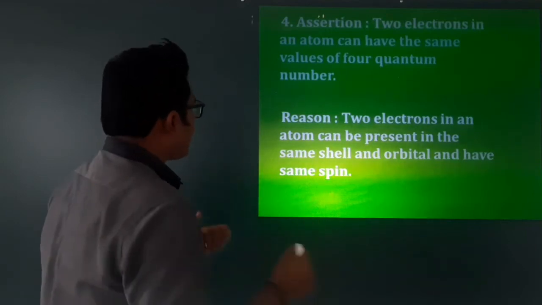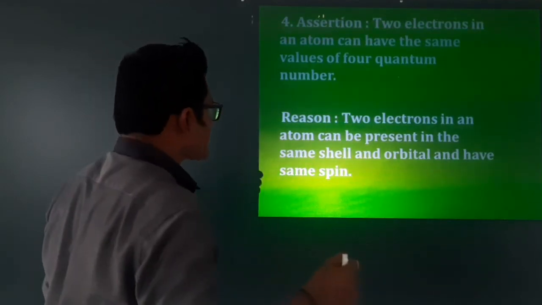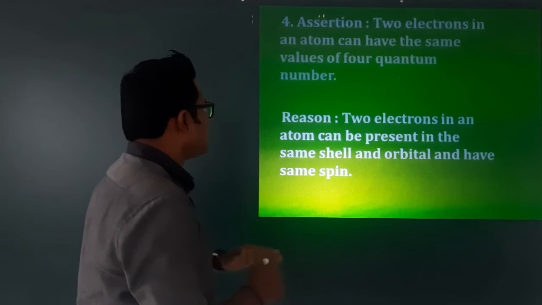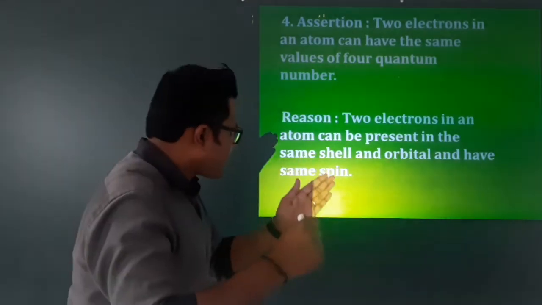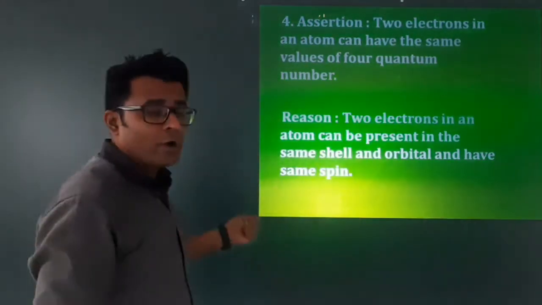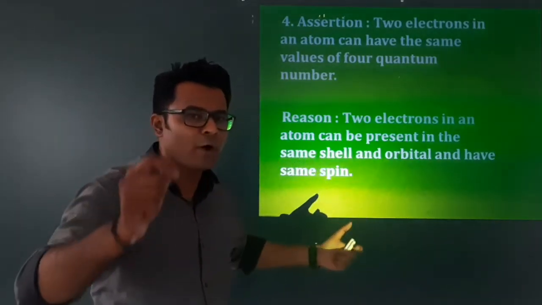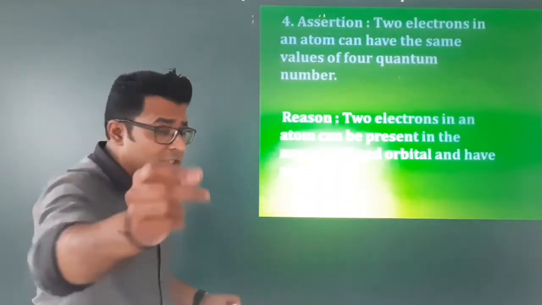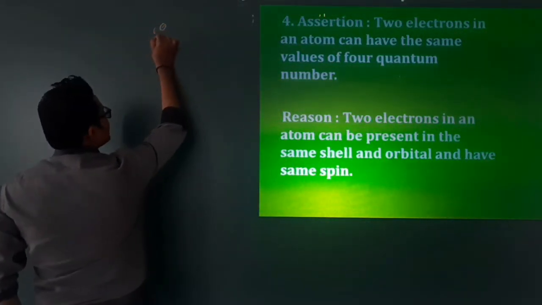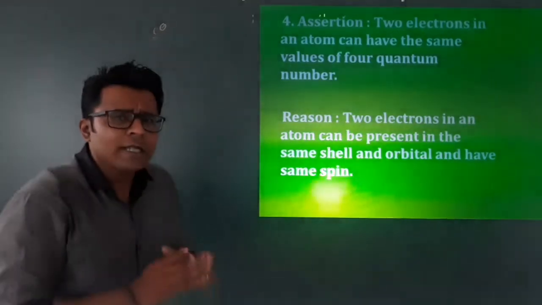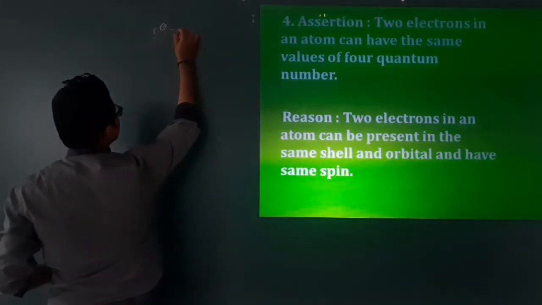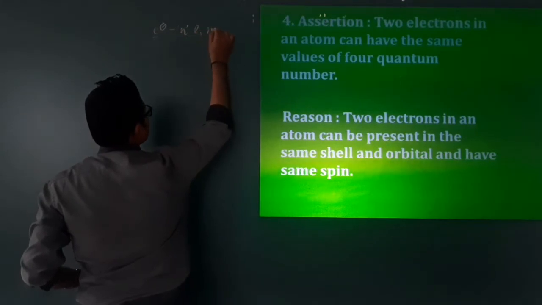Question 4. Assertion: Two electrons in an atom can have the same values for four quantum numbers. Reason: Two electrons in an atom can be present in the same shell and orbital and have the same spin. Now, perfectly wrong answer here. Both of them are wrong because both statements go against Pauli's exclusion principle. According to Pauli's exclusion principle, an electron in an atom cannot have the same set of four quantum numbers, that is, the four quantum numbers n, l, m and s.